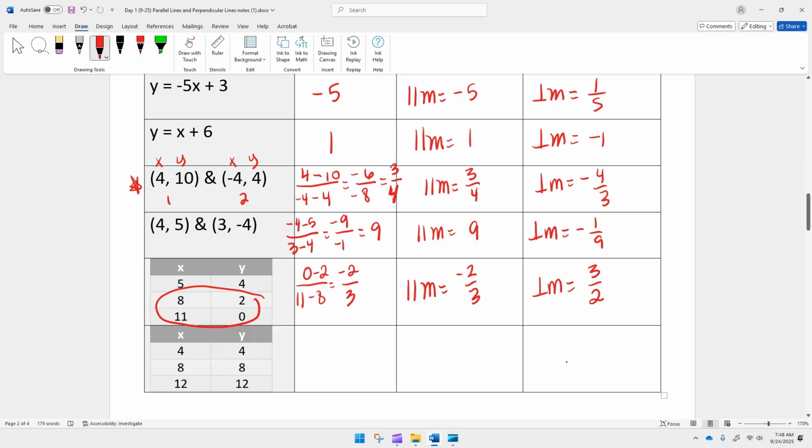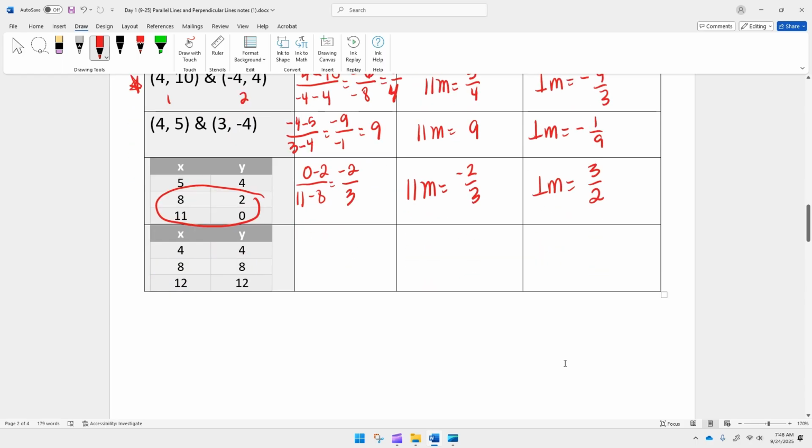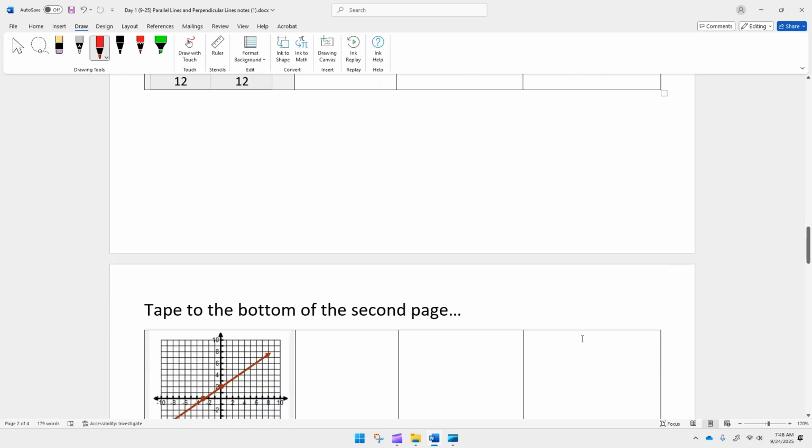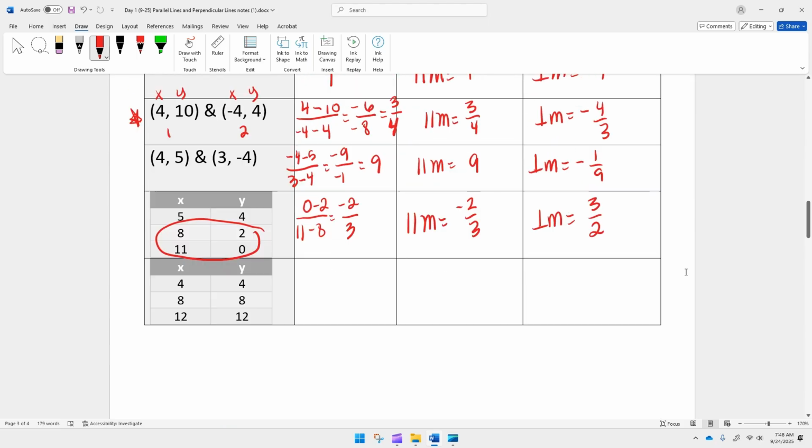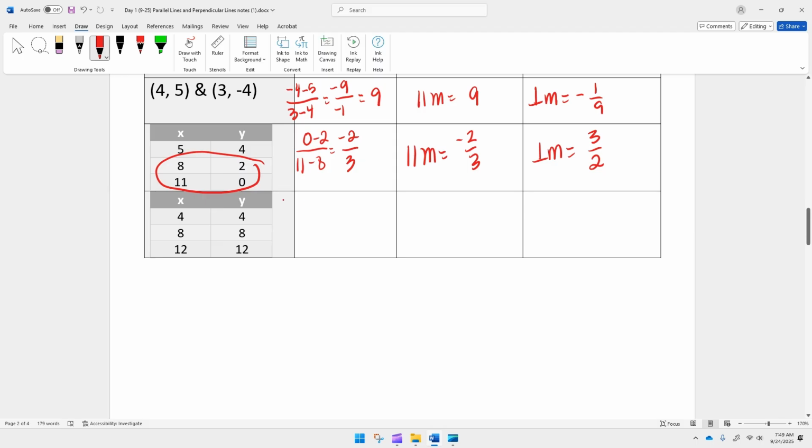Feel pretty good about that? You have this one, the bottom of the second page. Yep, okay. Try to do this one, the next table. See what you get.